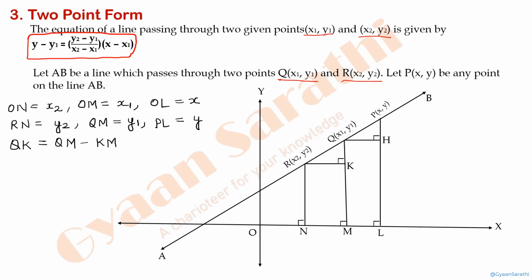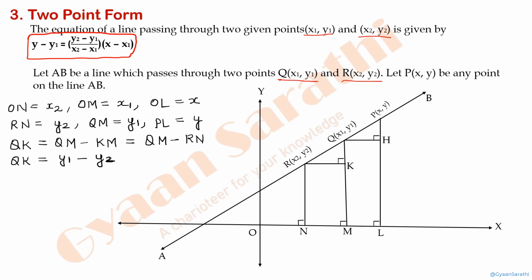And Km is equal to Rn. So I can write this is equal to Qm minus Rn. And therefore Qk is equal to Qm, which is y1, and Rn is y2. So Qk becomes y1 minus y2.